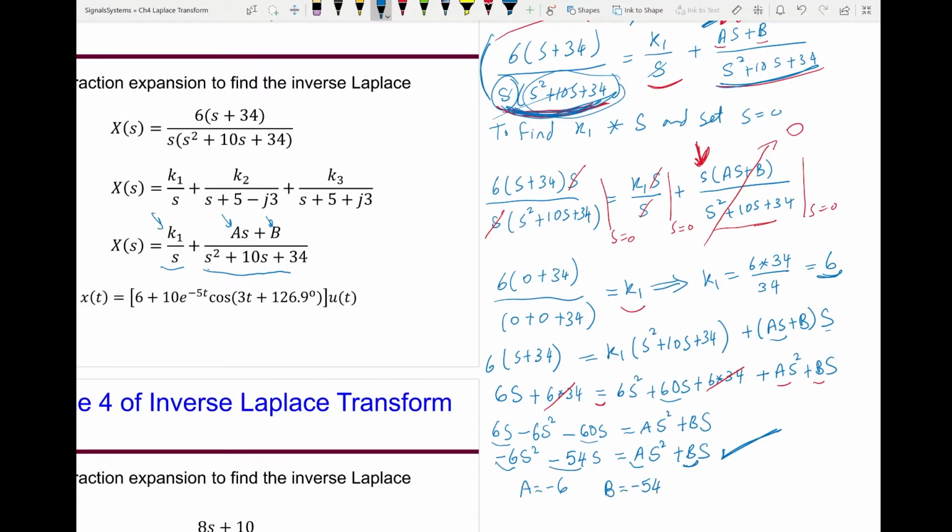Okay, so I managed to find all these values. So K1 is 6, A equals minus 6, and B equals minus 54. So what's next? Well, we can recognize this equation is in the table, which is this term.